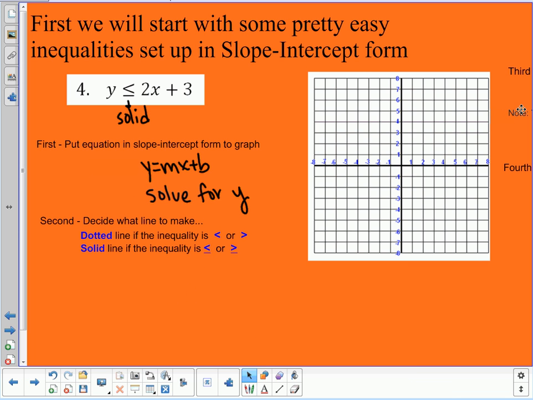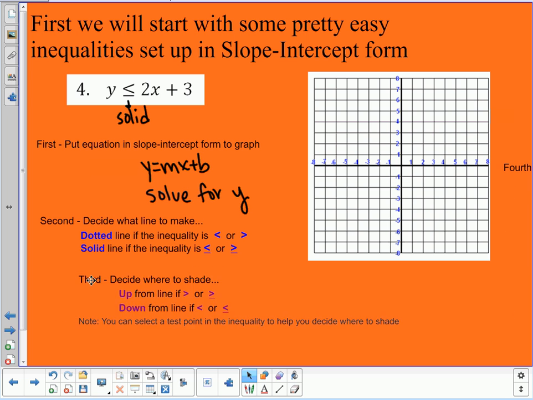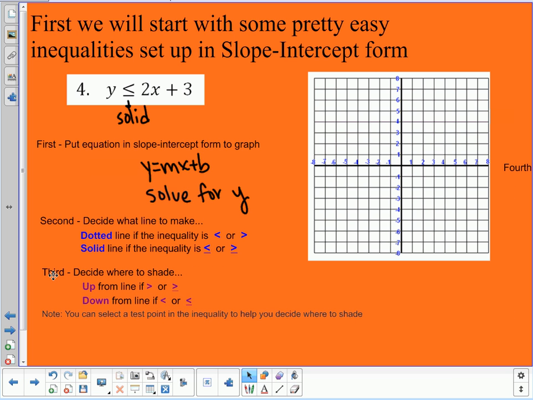Then the next thing I need to do is decide where I want to shade. So I'm going to decide if I want to shade up from the line or shade down from the line. Now if I think about greater than or equal to, those are points that are going to be above the line, and we'll talk about what above the line looks like. Less than or equal to are points that are going to be below or down from the line.